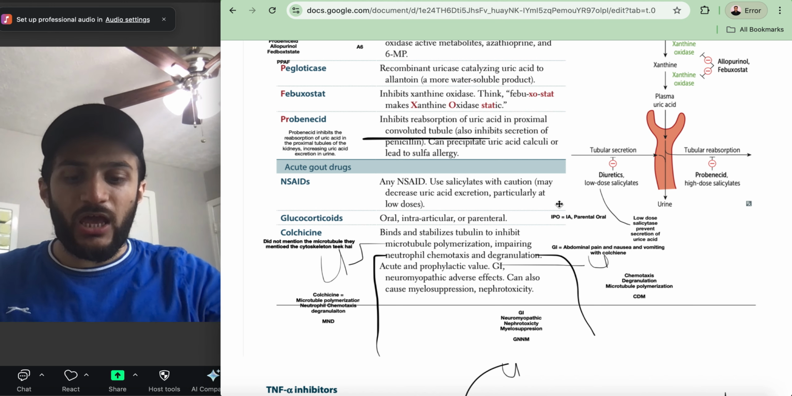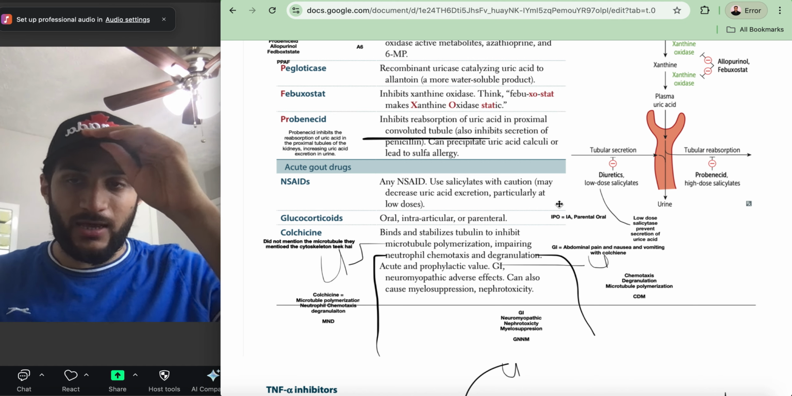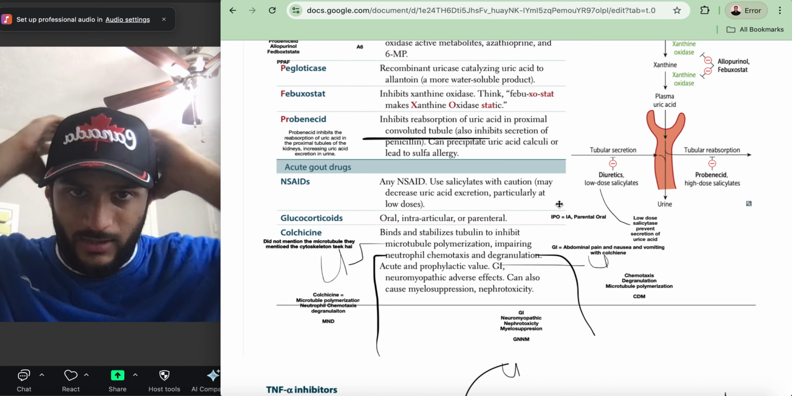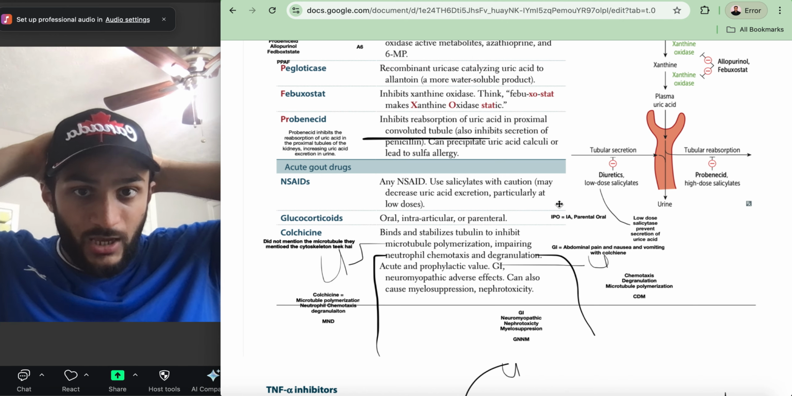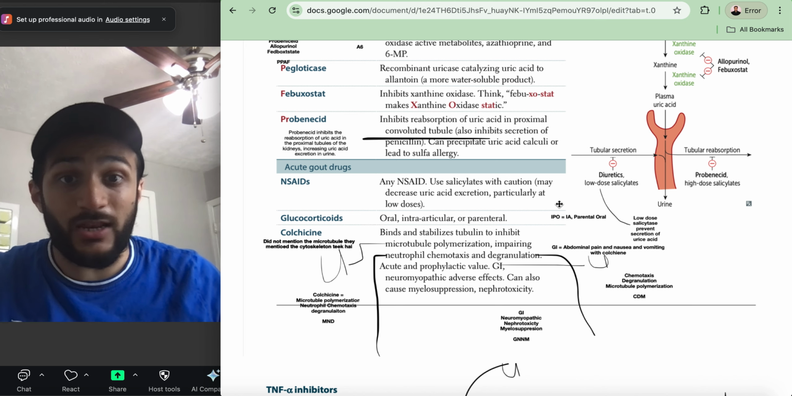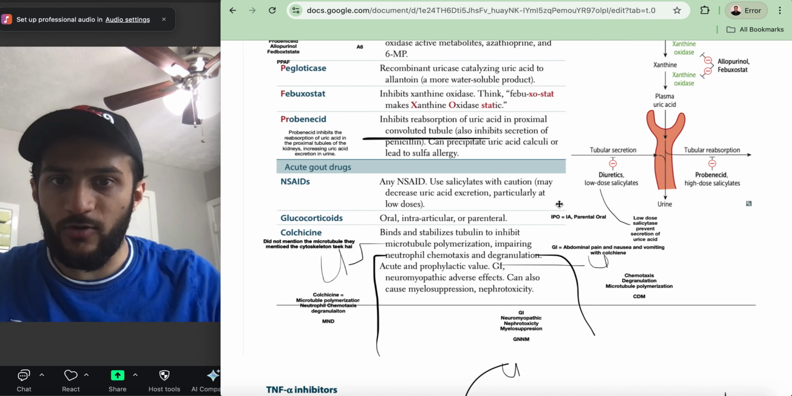So essentially, what happens is that we are going to be using any NSAID, and we're going to be using the salicylates with caution because they can decrease uric acid secretion, particularly at low dose. So we be cautious. Glucocorticoids, we can give them orally, intra-articularly, and parenterally.